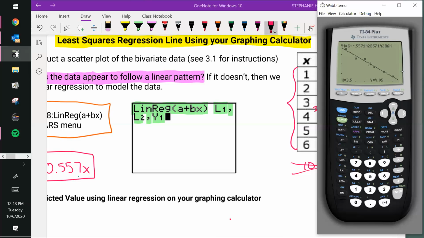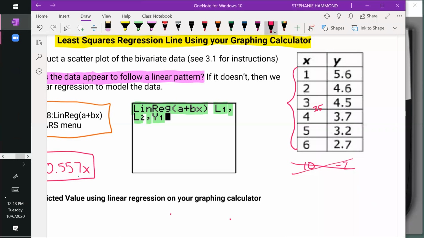So quick note here on your note, we did graph the line, and then we did second trace to get to your calc options, and then you choose option 1, value. Okay.